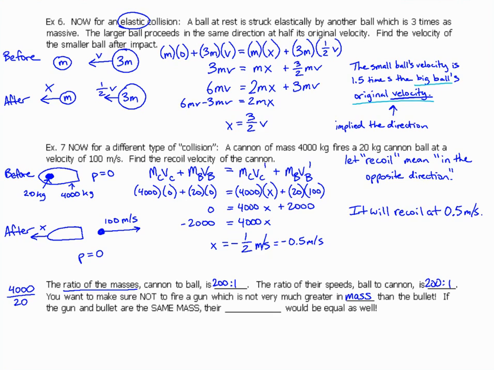If the gun and the bullet are the same mass, their recoil would be equal as well. So if this cannonball were 20 kilograms, as it was, and the cannon was also 20 kilograms, then they would have equal velocities in the after, just in opposite directions. The recoil of that 20 kilogram cannon would be equal to the speed of the cannonball. You wouldn't want to be behind that.